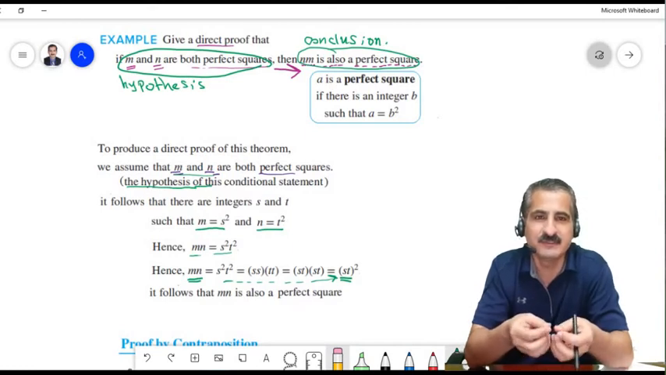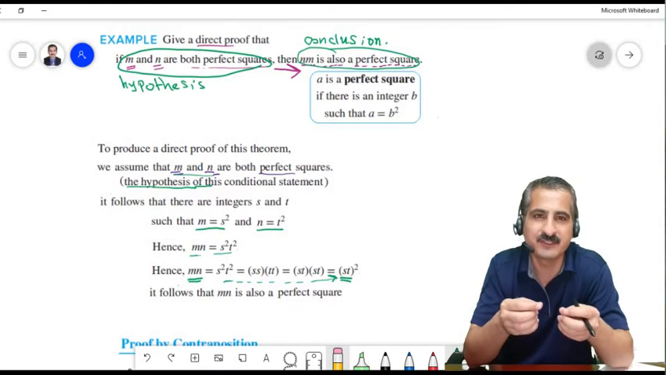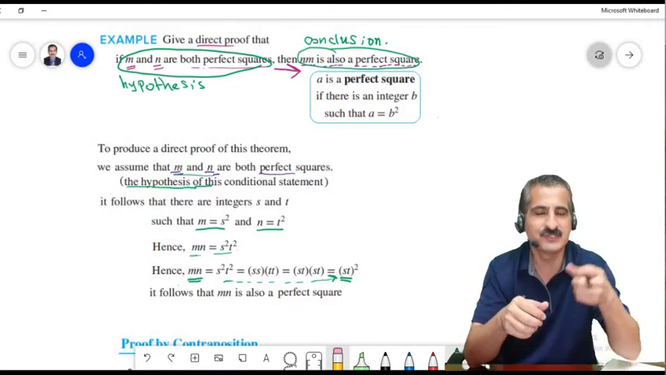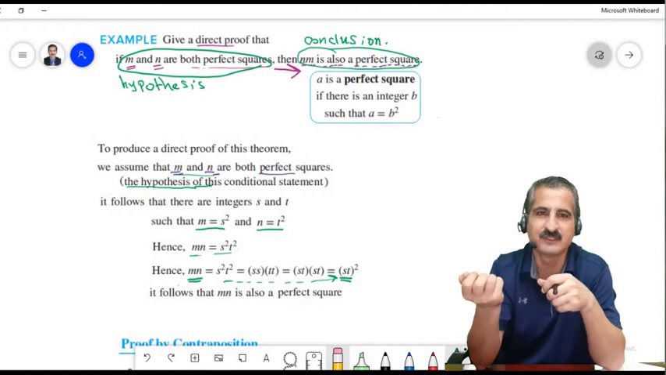So these are simple proofs, simple results to prove, but they demonstrate what we call direct proof. You use the hypothesis, play with it, and you reach the conclusion. This is direct proof. Okay.